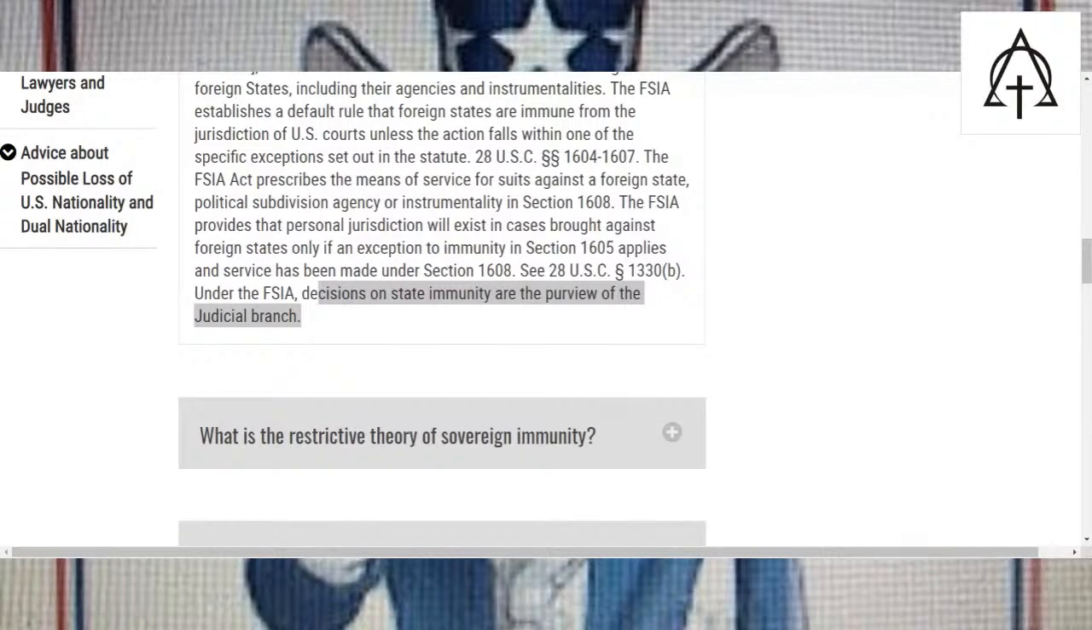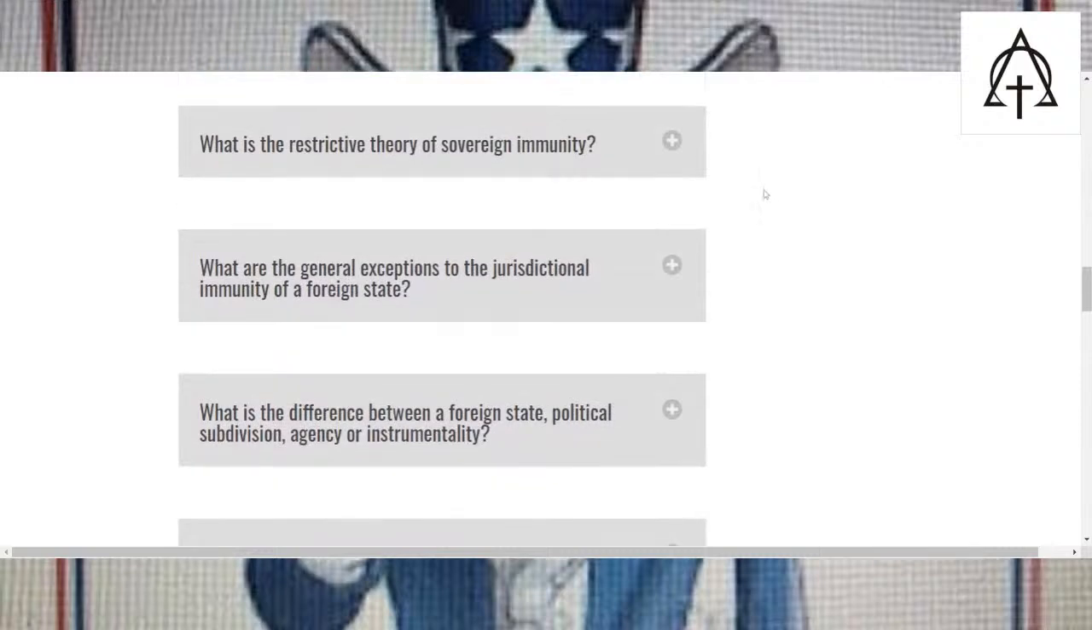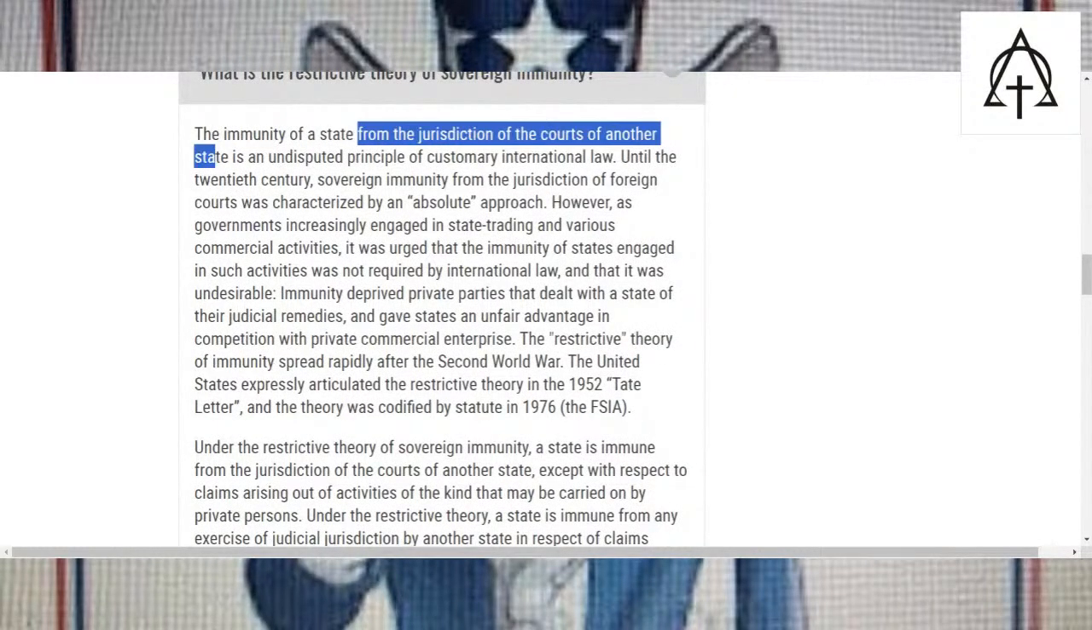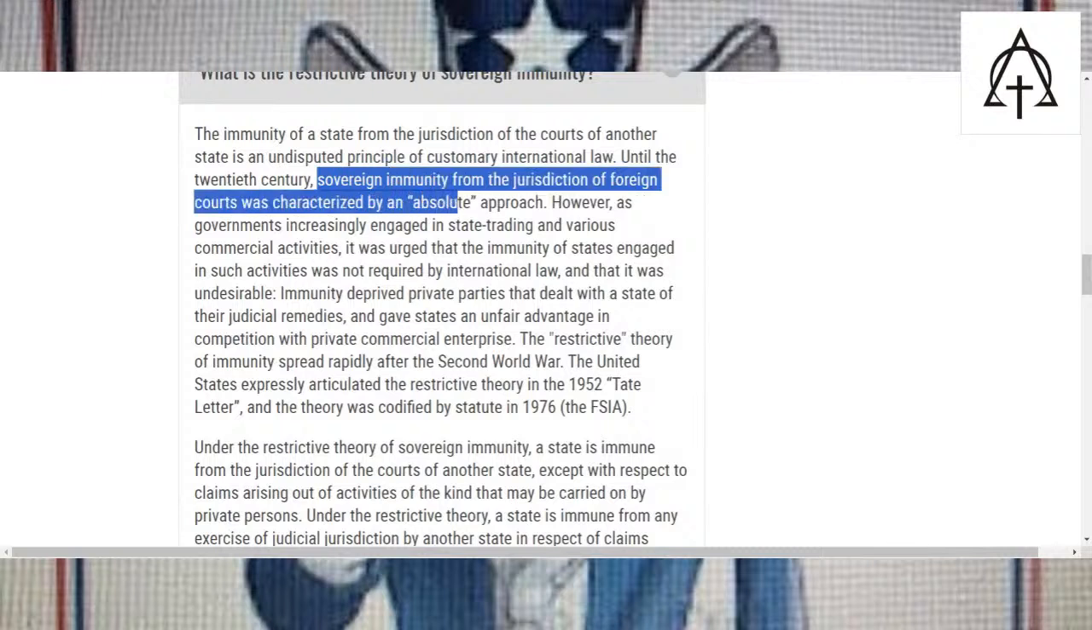What is the restrictive theory of sovereign immunity? Pay attention, folks. The immunity of a state from the jurisdiction of the courts of another state is an undisputed principle of customary international law. Until the 20th century, however, sovereign immunity from the jurisdiction of foreign courts was characterized by an absolute approach.